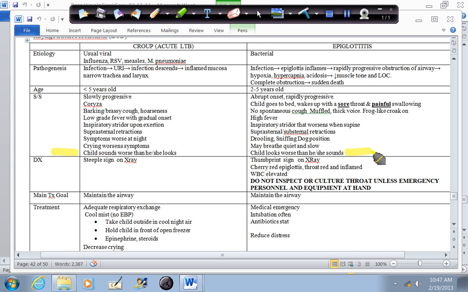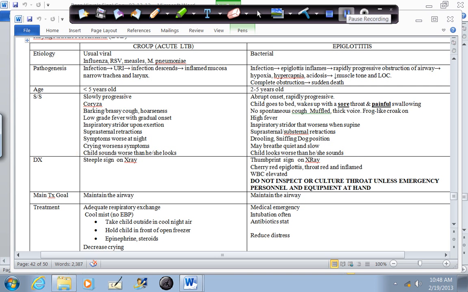We need to establish an airway with them, and they're frightened, but they tend to be very quiet and leaning forward and breathing quietly and trying to keep that airway open. So they look terrible. They look quite frightened, but they don't sound too bad because you don't hear a big barky cough like you do with the other one. So that's an important distinction between these two diseases.